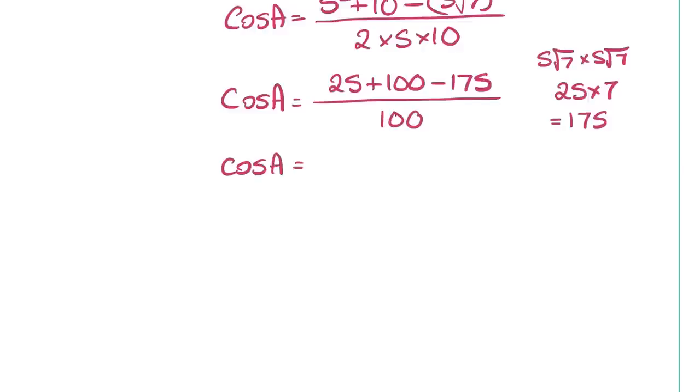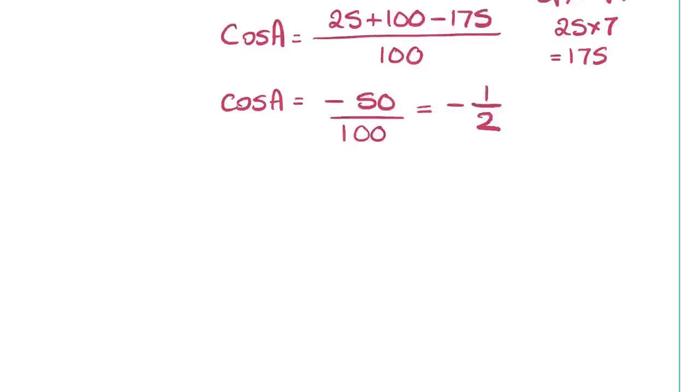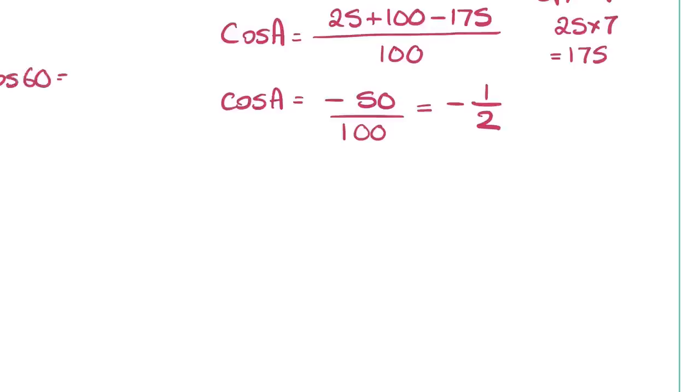So cos A equals 125 minus 175 is minus 50 over 100. And we can simplify that. They both divide by 50, so that's minus 1 over 2, minus a half. That would have been much nicer if it was a positive half, because that would be cos 60. There's a few nice ones to know. You've got cos 60, which is equal to a half.